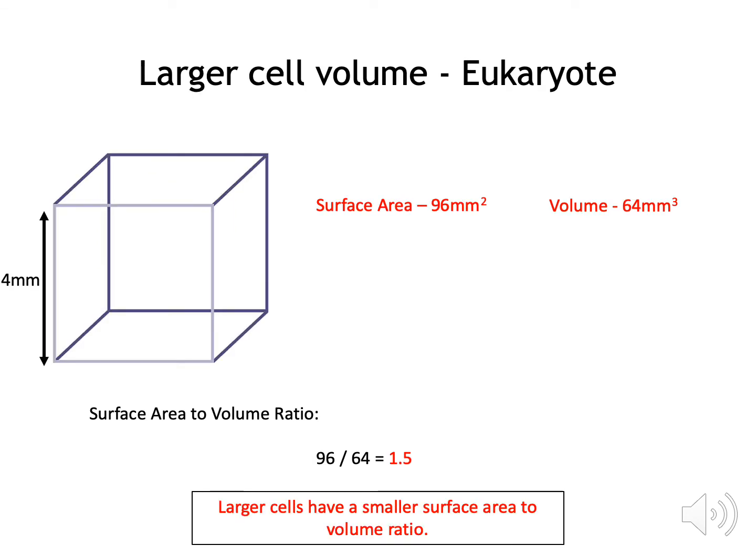Now if we compare that to this larger cell, so again the cube is our larger cell, the surface area in this large cell is 96, whereas the volume is 64. So to get the surface area to volume ratio, you need to divide 96 by 64, and that gives you 1.5. So our surface area to volume ratio is 1.5. Now when you compare that to the previous one of 6, it shows that larger cells have a smaller surface area to volume ratio.